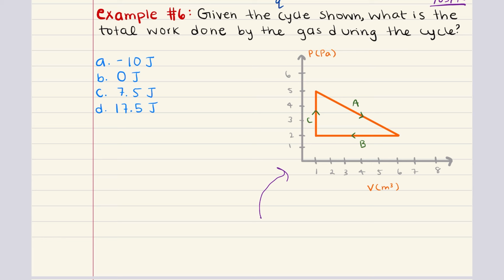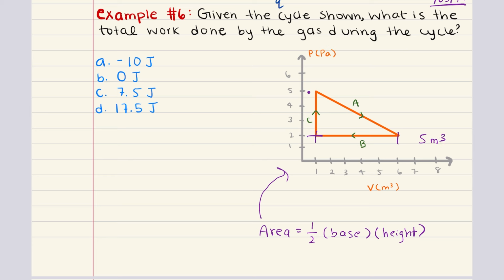Now, because the area bounded by segments A, B, and C is a triangle, we can use our equation for the area of a triangle to calculate the work done in this cycle. Now, the area of a triangle is equal to 1/2 multiplied by base times height. The base for this cycle is going to be 5 cubic meters.